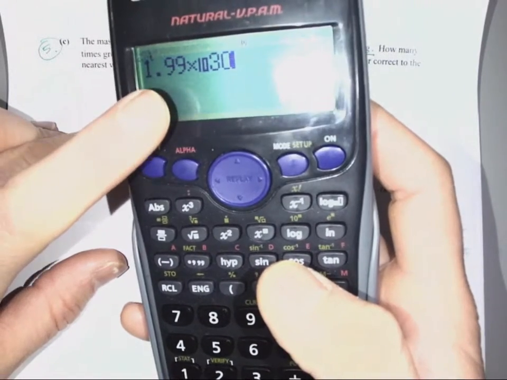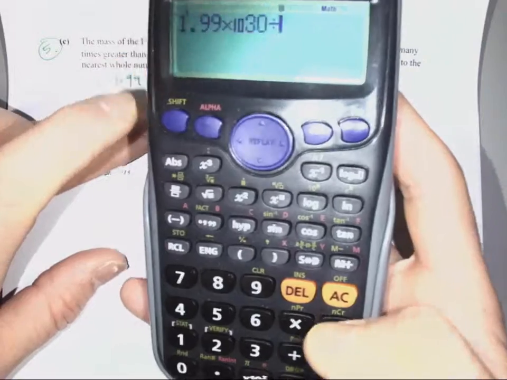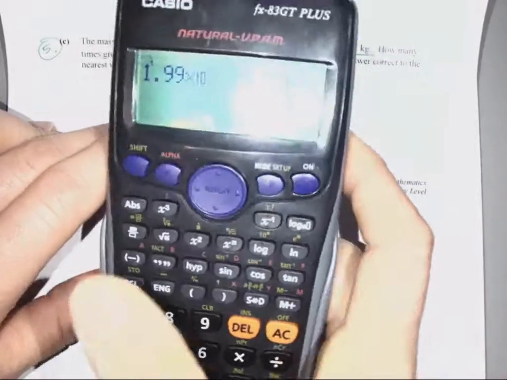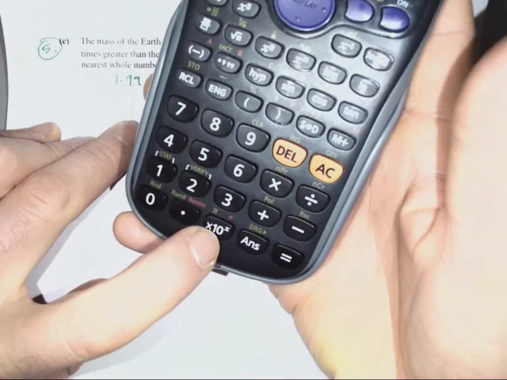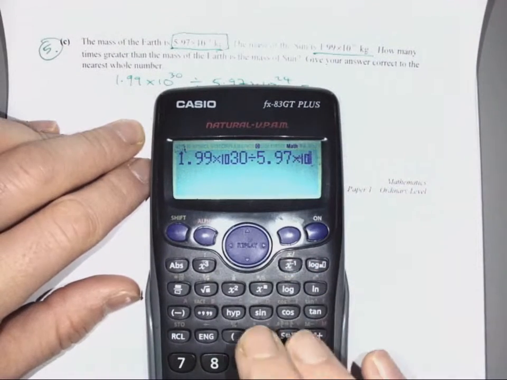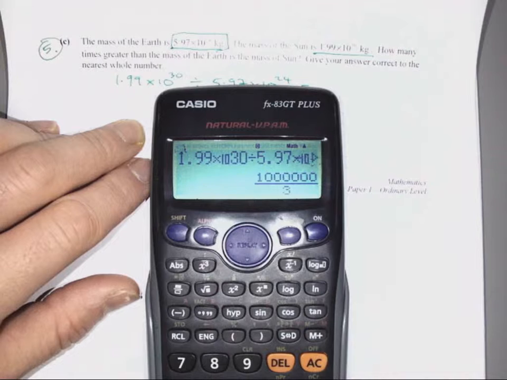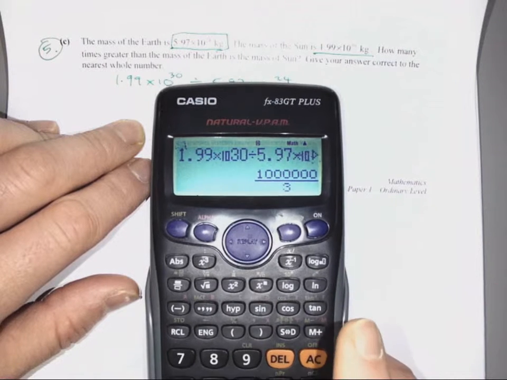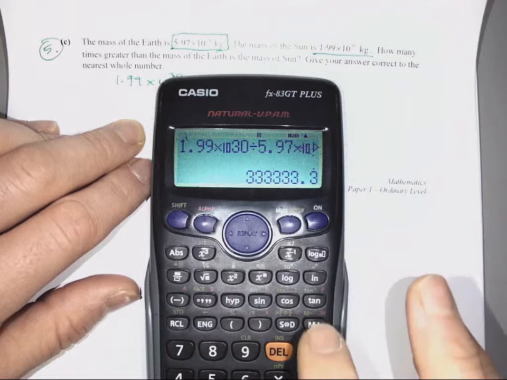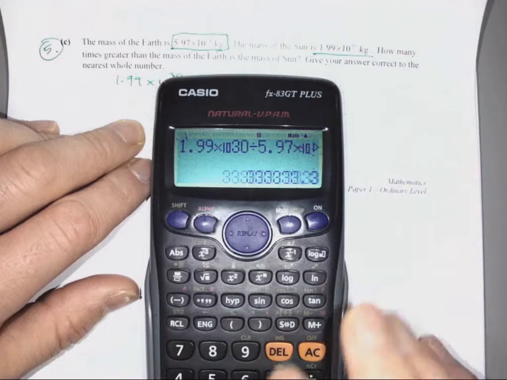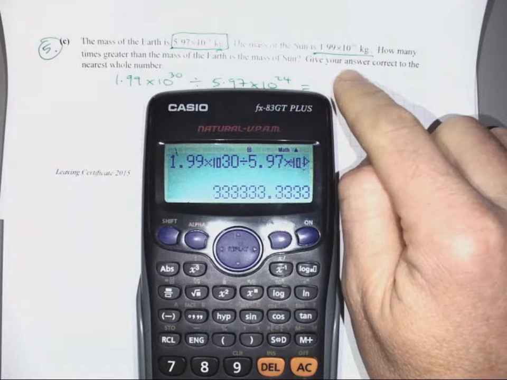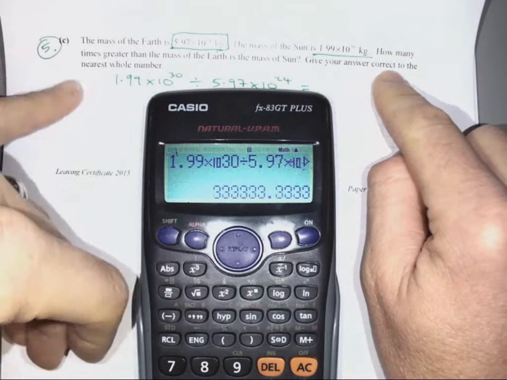It looks a bit weird, but that's the way the calculator takes it, and that's going to be divided by 5.97 by 10 to the power 24. So we go to our x10^x key again, press that, and supply the power, which is 24, and press equals. We get a fraction answer like we do in a lot of cases. So we press S-D, and this wee dot means the 3 repeats, so we can press S-D again to see it more clearly, and that's our answer. Now going back to the question, give your answer correct to the nearest whole number.